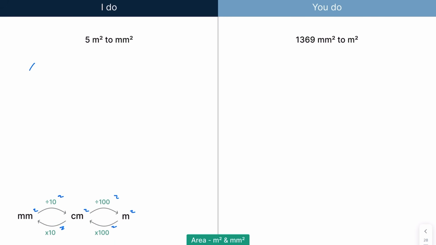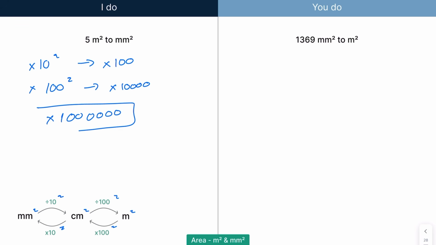So we are doing times 10 squared and then times 100 squared. So times 10 squared just becomes times 100, and then times 100 squared just becomes 4 zeros. So if I combine these two, I end up with times 1, 2, 3, 4, 5, 6. So we're adding 6 zeros on. So that is essentially what we are doing. So we're doing 5 times that number. So that becomes 5, 1, 2, 3, 4, 5, 6 millimeters squared.